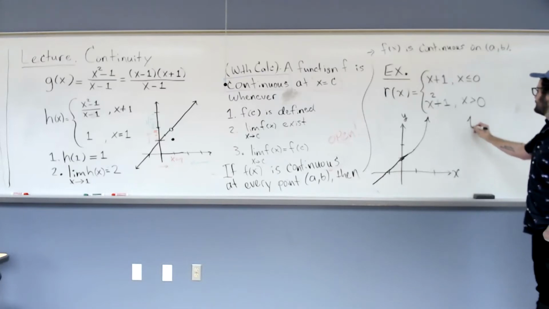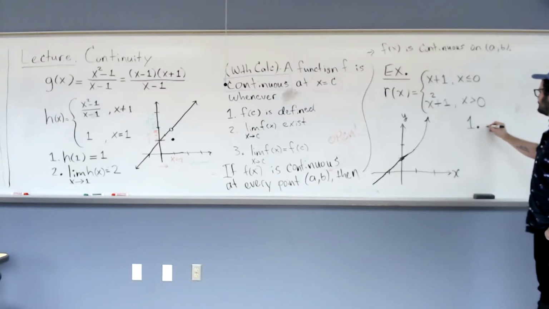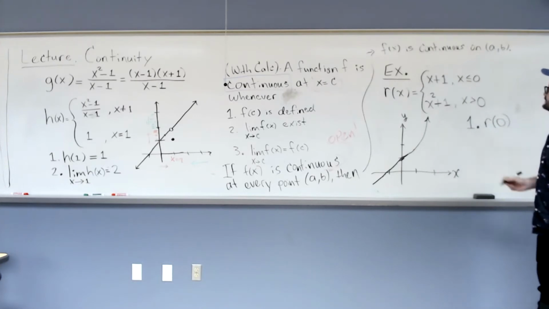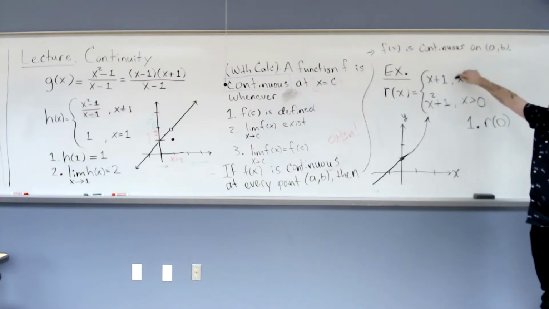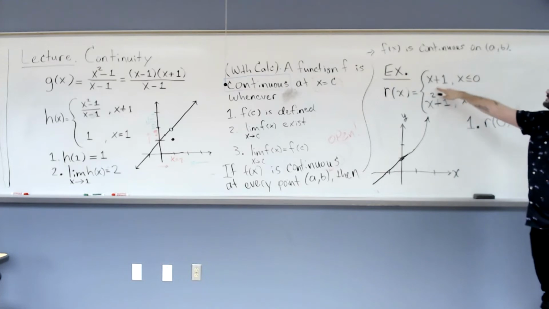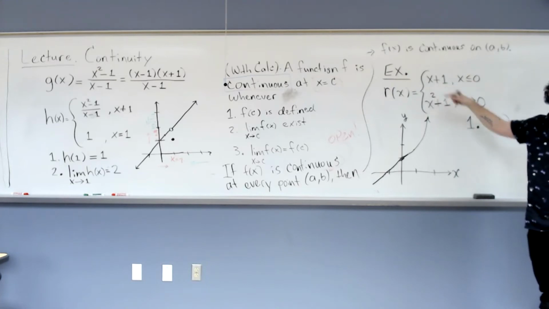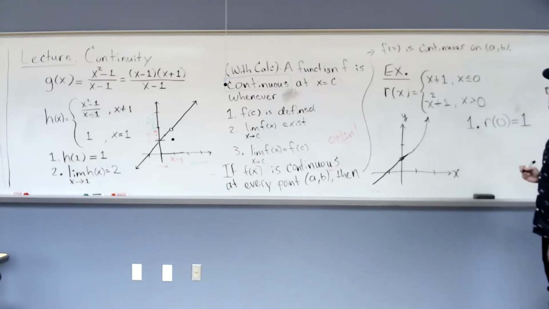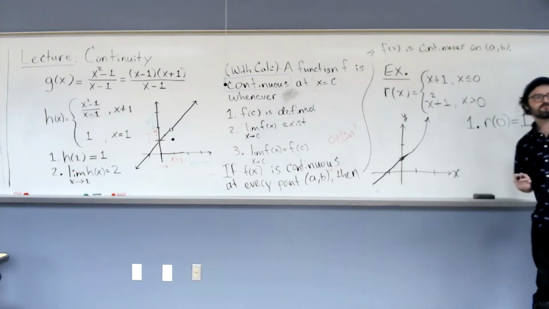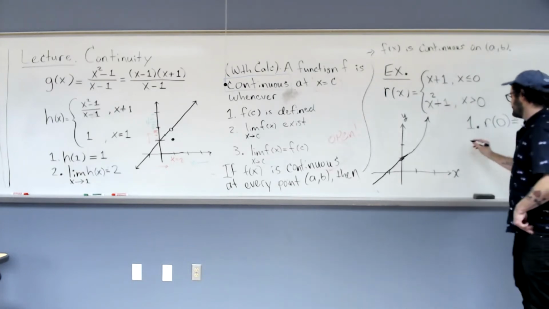So part 1, what is r evaluated at 0? You look at the piecewise function, it's in this case here, right? So when x is equal to 0, it's just this part. So 0 plus 1 is just 1. So it exists. It's defined, right? So far, looking good.